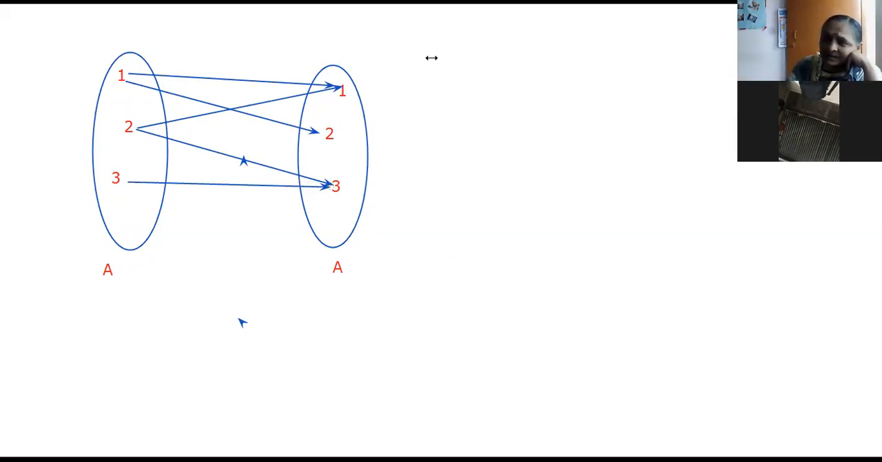So the concept is already over. I want to know whether you have understood reflexivity in 11th or not. Come on. I want to check whether it is reflexive. Is it reflexive?